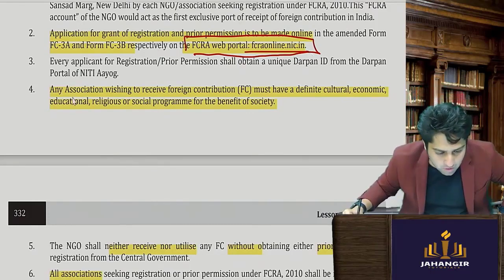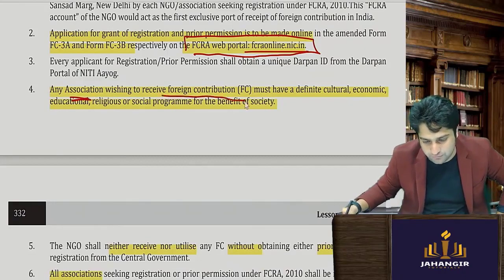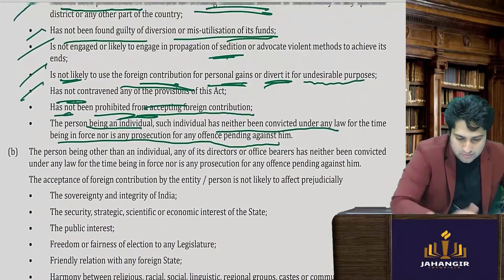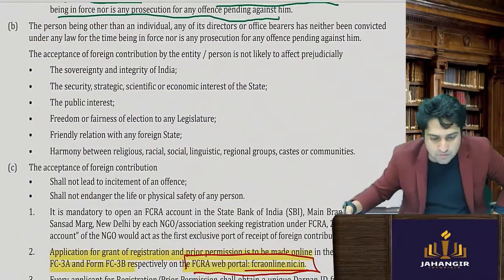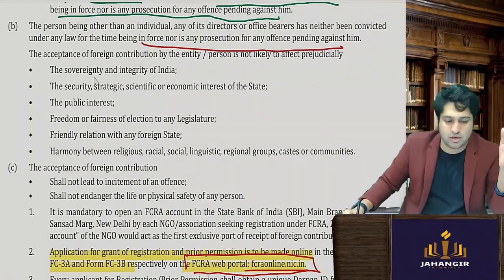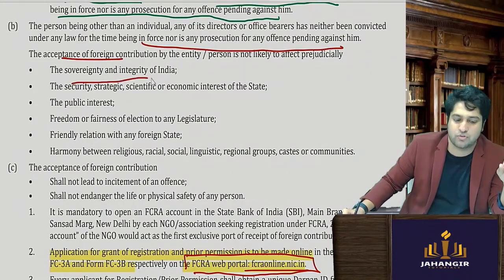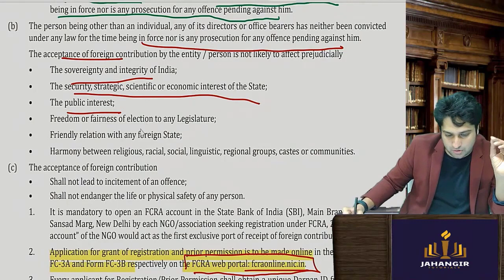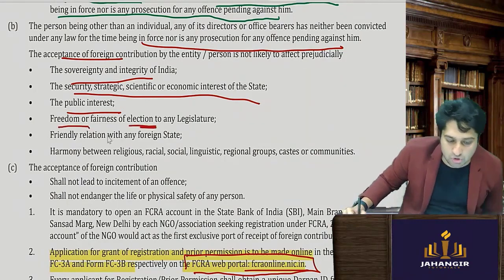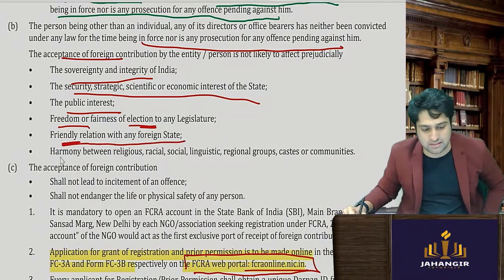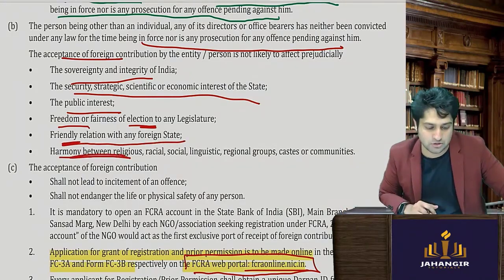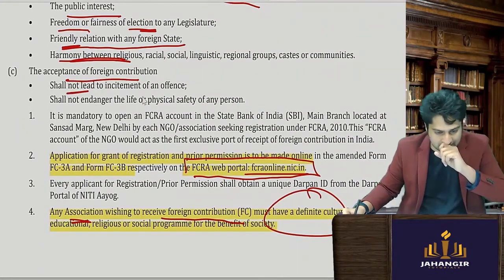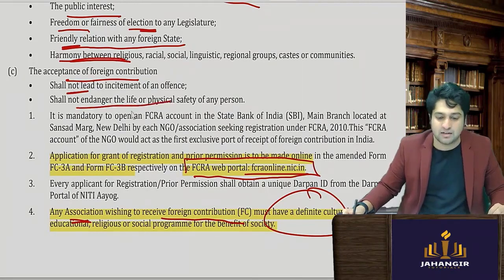Then comes any association wishing to receive foreign funding must have a definite culture. So these are the common points that they are repeating, okay? And one more point is, whenever they are giving the license, it should not affect the sovereignty, integrity of India, the economic interest of India, public interest, should not affect the elections, should not affect the friendly relation with any state, and should not create disharmony among religions. So whenever this is being given, the acceptance of foreign contribution shall not lead to incitement of offences, endanger life.